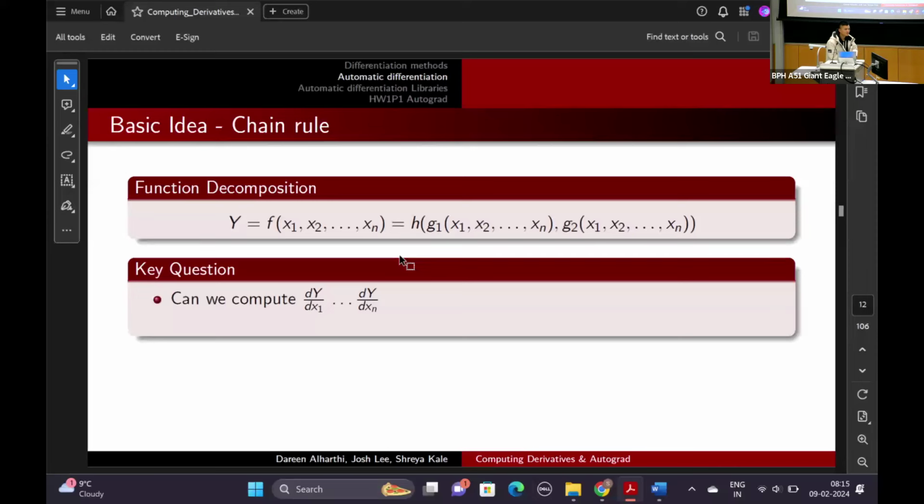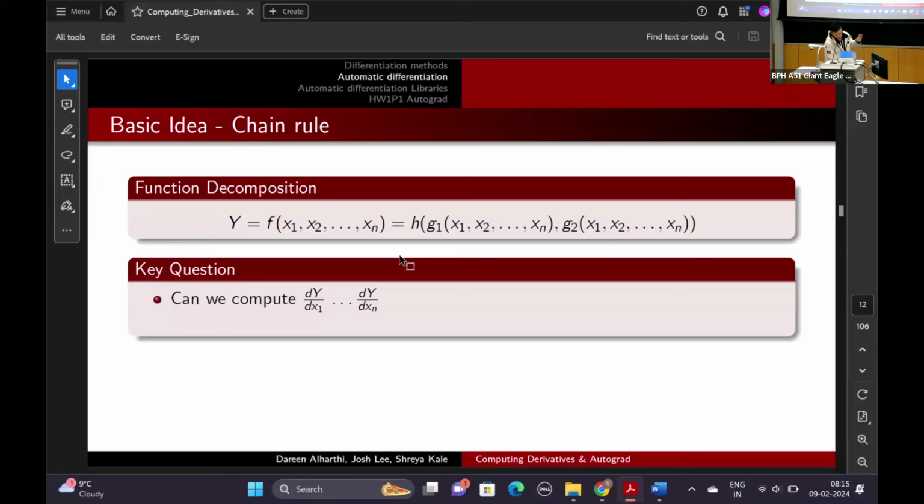Right, then it's again you go y to g1, g2, g1, x1 to xn. Yeah, so this is exactly the right answer. This is not too different from the case we just saw, right? So basically, if we have f of x1 defined as h of g1 of x1 and g2 of x1, we just decompose the flow through the two functions g1 and g2, right?